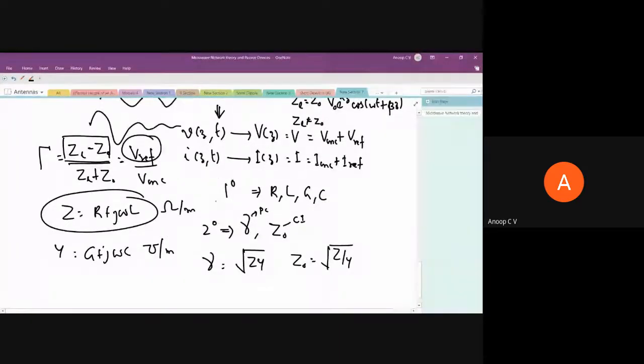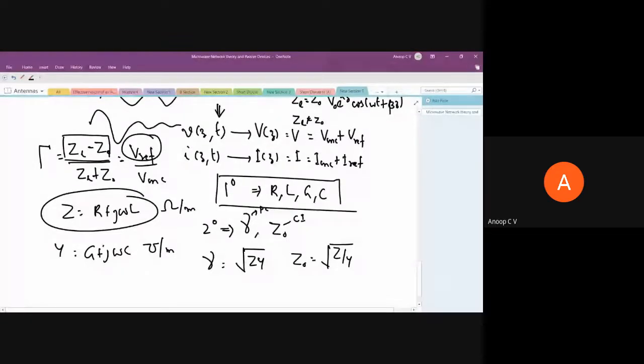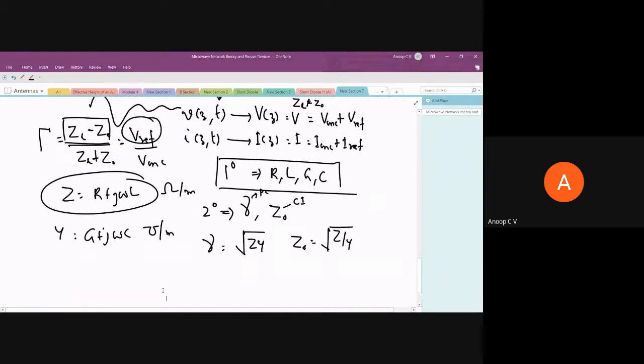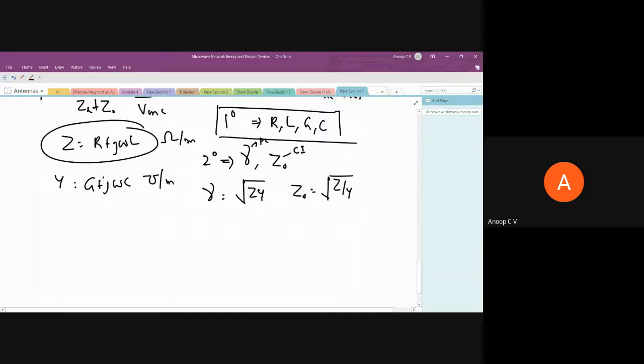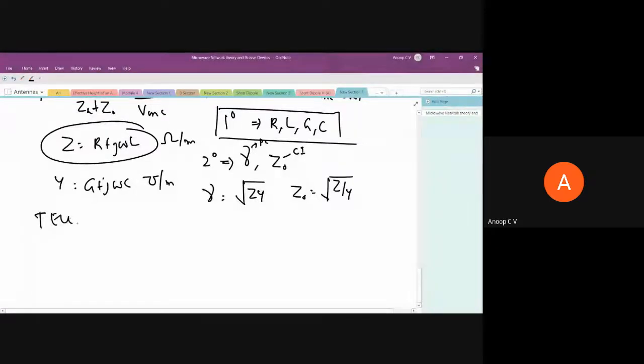So primary parameters are actually RLGC, right? And the Z and Y are derived from that: R plus j omega L and G plus j omega C, when we are using phasor. So the important equations that govern the transmission line, do you remember that? Maybe the telegrapher's equation in phasor form.